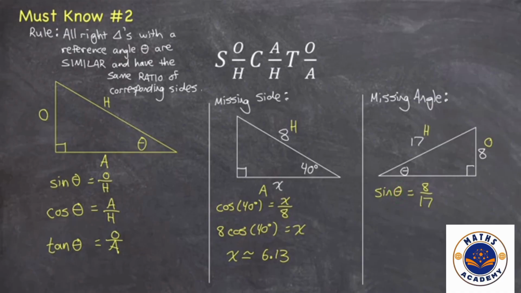Your calculator will be able to tell you if you use the inverse sine function, which is sometimes called arcsine, of 8 over 17. By using the inverse sine function, you're telling your calculator that you are inputting the ratio and looking for the angle. And your calculator would tell you that the angle is about 28.07 degrees. So that's how you use SOHCAHTOA to find a missing side or a missing angle.